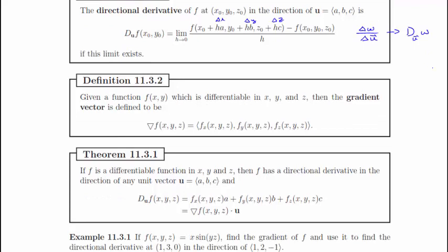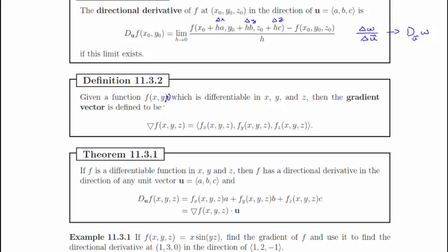So definition 11.3.2, given a function f of x comma y, which is differentiable in x, y, and z. Of course, I've got a typo here. So given a function f of x comma y comma z, I went through this to try and make sure, but I always miss a little something. That's all right. I'll get that fixed.